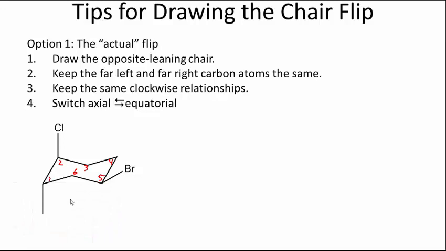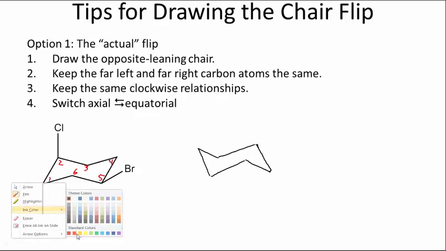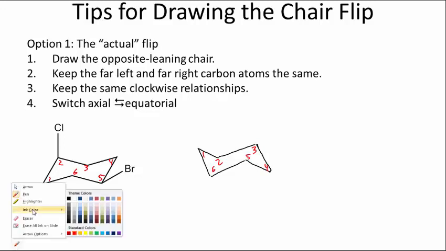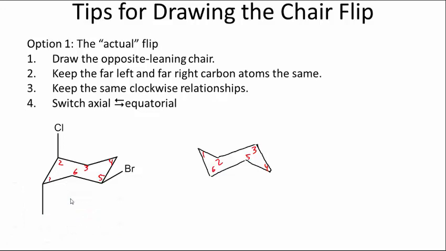But now I'm going to draw a left-leaning chair. For a left-leaning chair, it's going to look like that. 1 is still on the far left, but now it's going up. 4 is still on the far right, but now it's going down. And then I would just add in my substituents. So on 4 I have bromine going down. It'll now become axial. On 1, oh sorry, not on 4. On 5 I have a bromine.